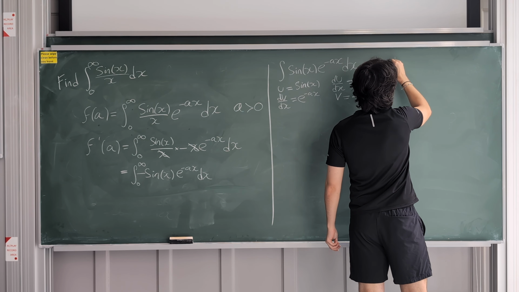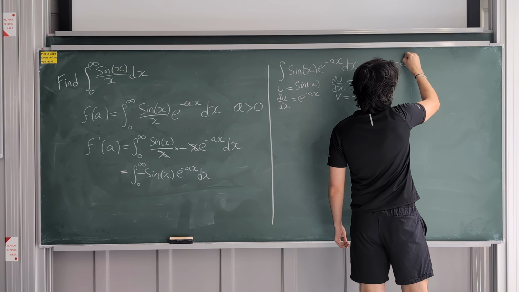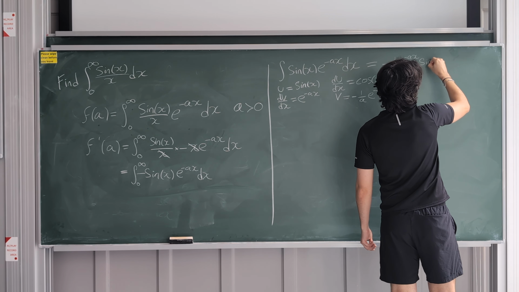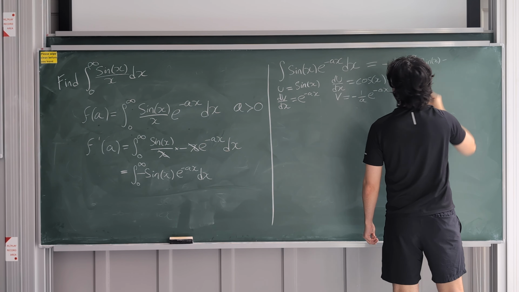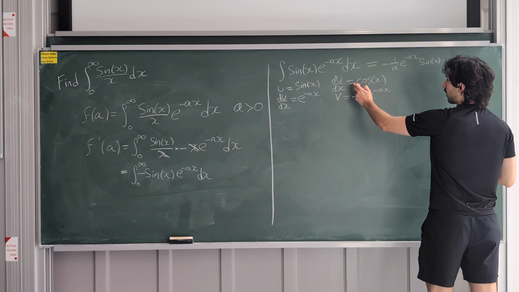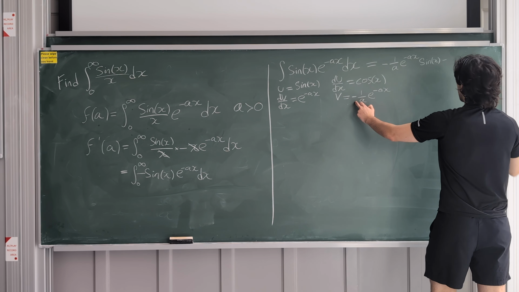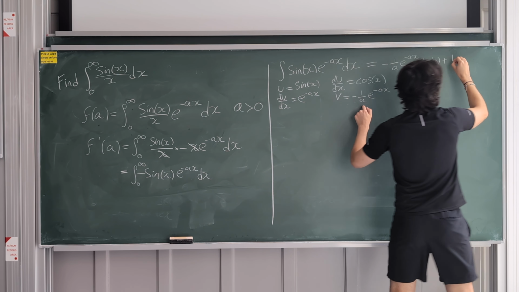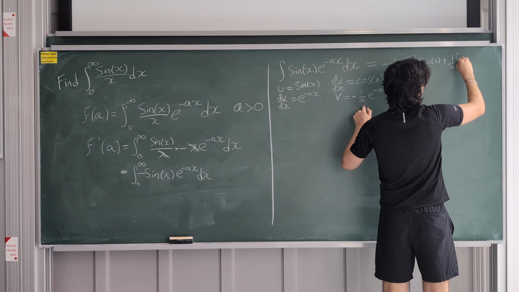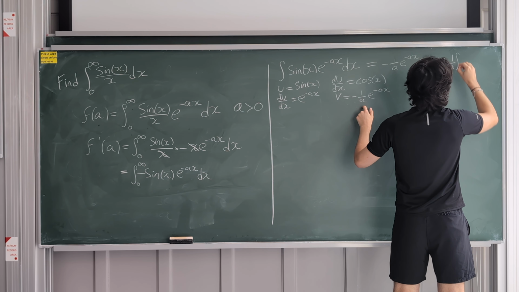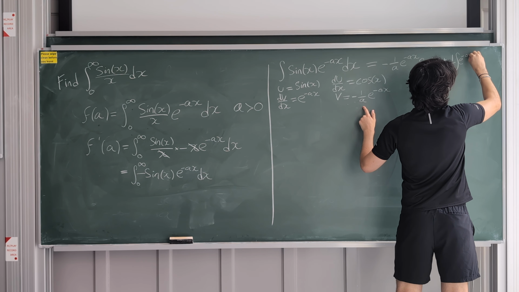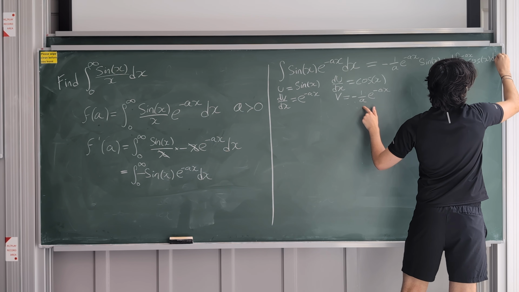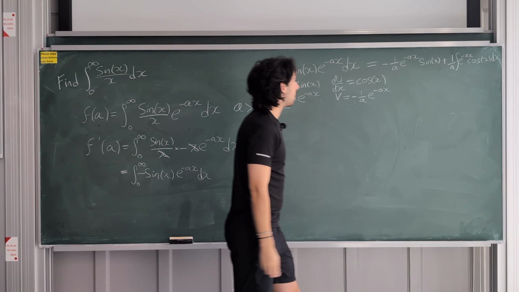so minus 1 over a e to the minus ax times sine x, minus the integral of v times du dx. There's already a minus there, so I'm going to make that a plus. There's also a constant 1 over a that my head is in the way of, but I'm going to take that out. And I've got the integral of just e to the minus ax cos x dx. Okay, just about have space there.